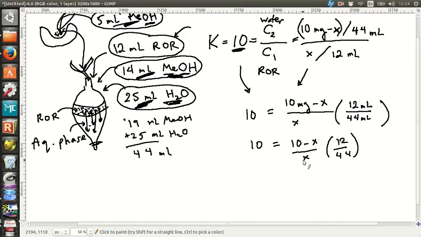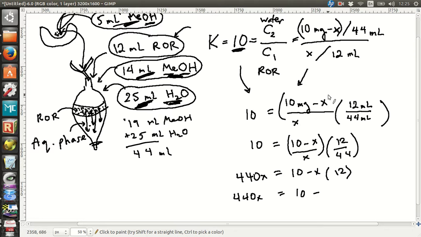Okay, and now I'm going to move this x over there, so I've got 10x equals 10 minus x times 12 over 44. But actually, I can move this 44 over there also. So I'll multiply both sides by 44, and I'll get 440x over here. So now 440x equals 10 minus x times 12. That really means 120: 12 times 10 is 120, and then 12 times x is 12x. So I can add 12x on both sides, so this is going to be 452x equals 120.